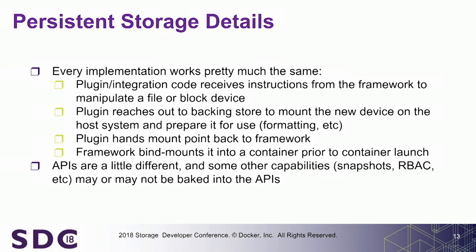At launch time, we just bind mount the volume into the container's file system at runtime, and that's basically how every container persistent storage system works. The APIs are a little bit different. Some have capabilities that others don't. If you've got snapshots, RBAC, quotas, things like that built into your storage system, some APIs can do a little bit of that, some won't do a lot of it, and some have some pass-through that users can determine things. But that also depends on how you're running containers. Raw Docker containers, Docker Swarm, Kubernetes, or Mesos each have different ways you want to manage containers.